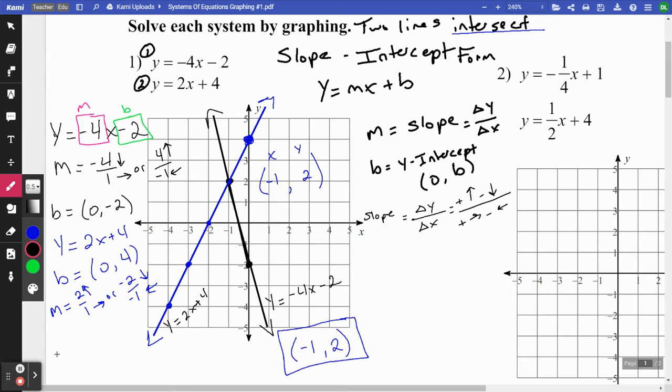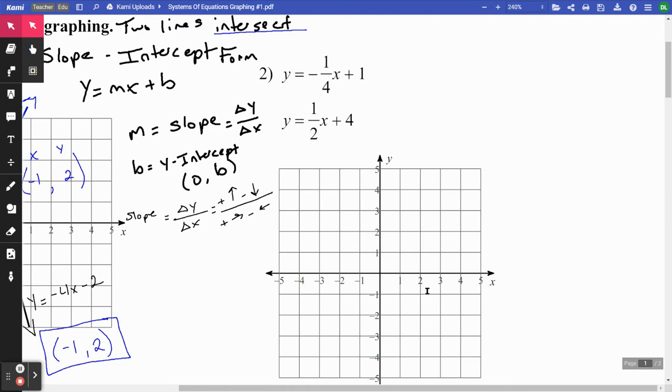All right. Let's look at number 2. Go up here so I can slide. I need to slide this over. All right, number 2. Okay, so we're going to do the same thing, right?